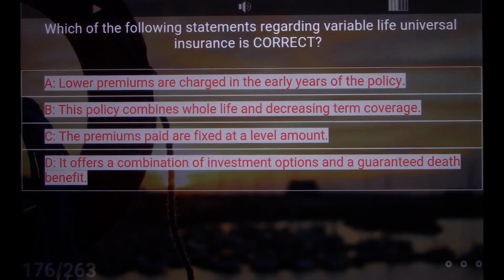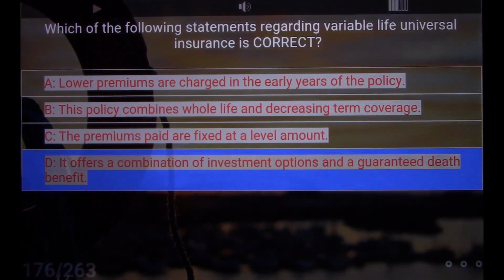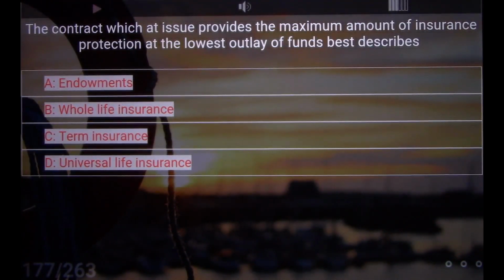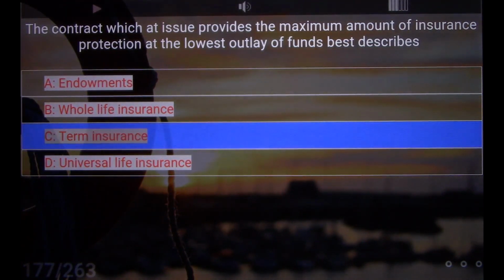Which of the following statements regarding variable universal life insurance is correct? D. It offers a combination of investment options and a guaranteed death benefit. The contract which at issue provides the maximum amount of insurance protection at the lowest outlay of funds best describes C. Term insurance.